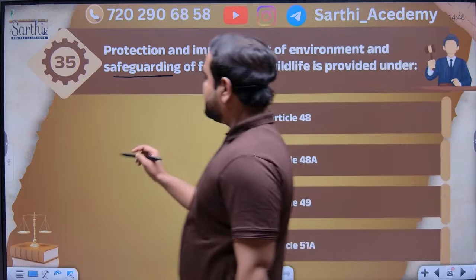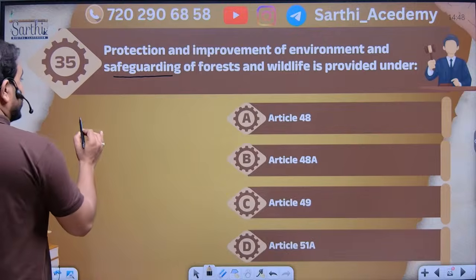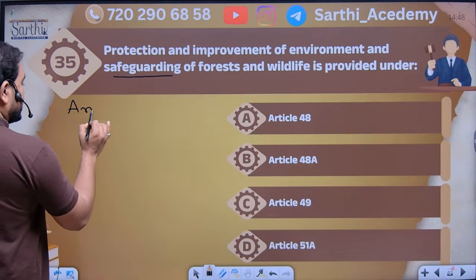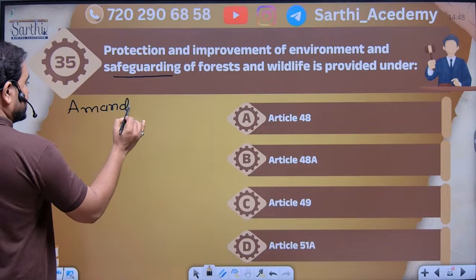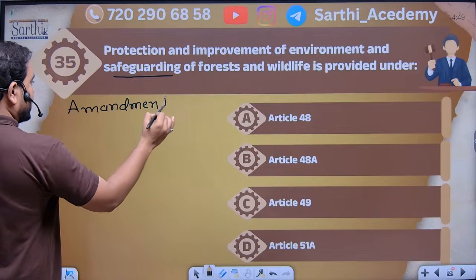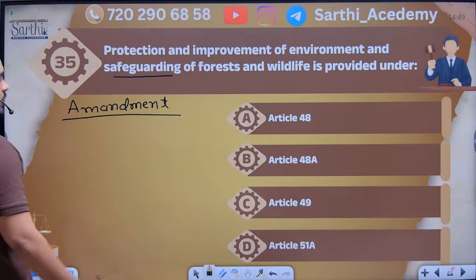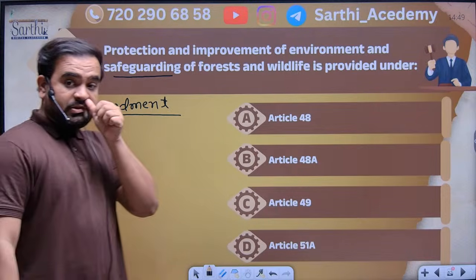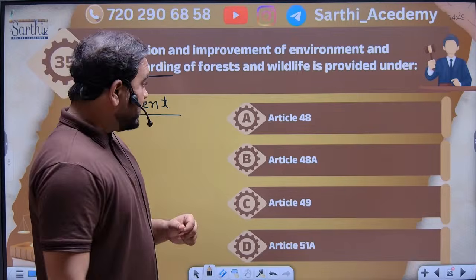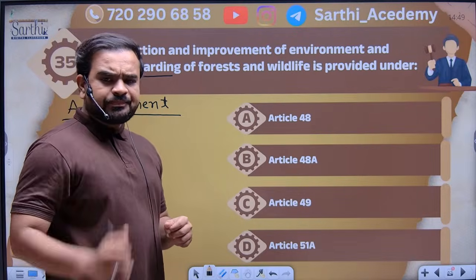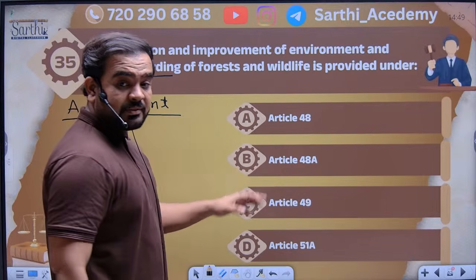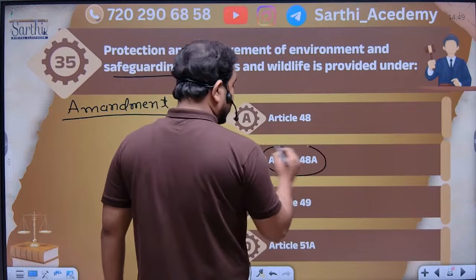See, in DPSP there are so many provisions which were added by amendment. 35B. Acha, answer B. Okay, very good. And yes, this is the right answer.